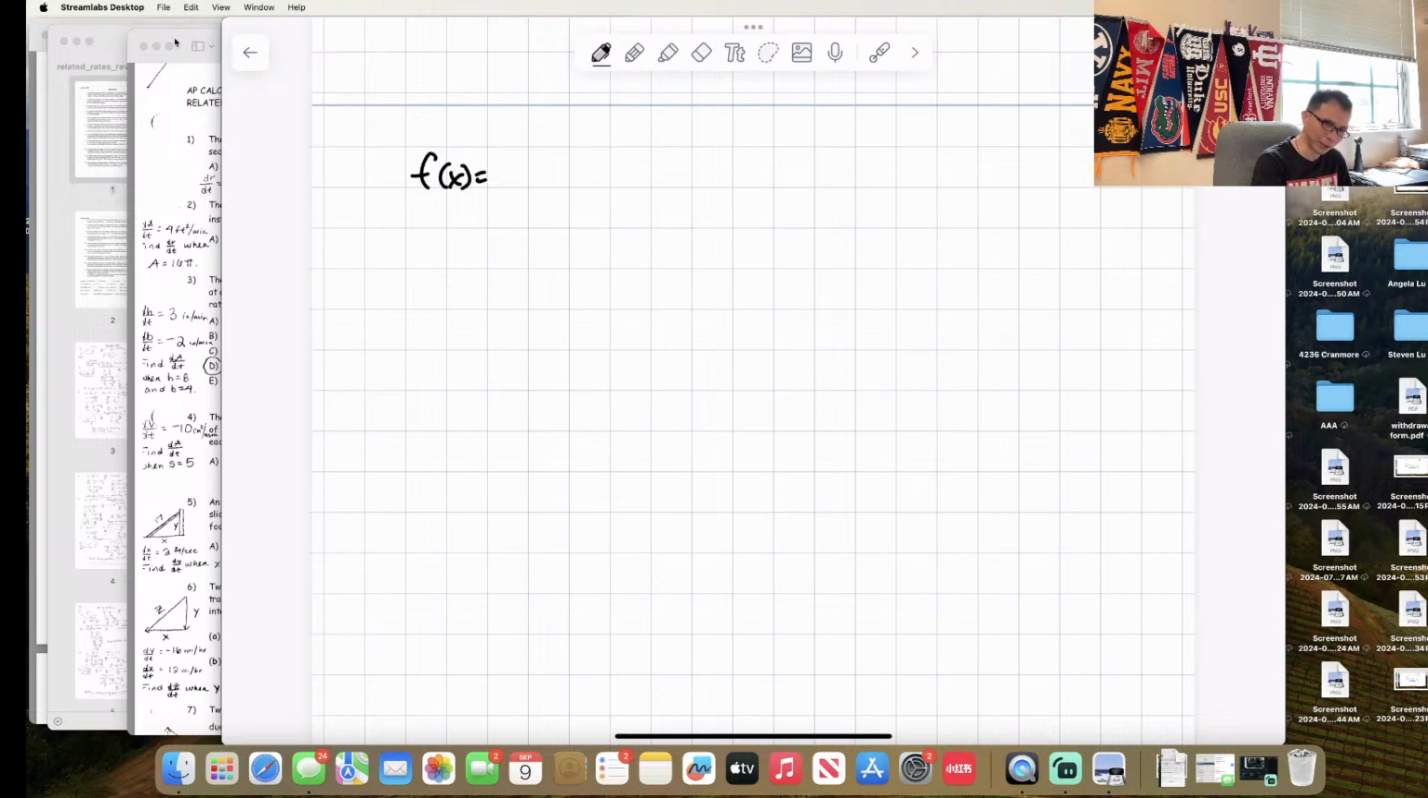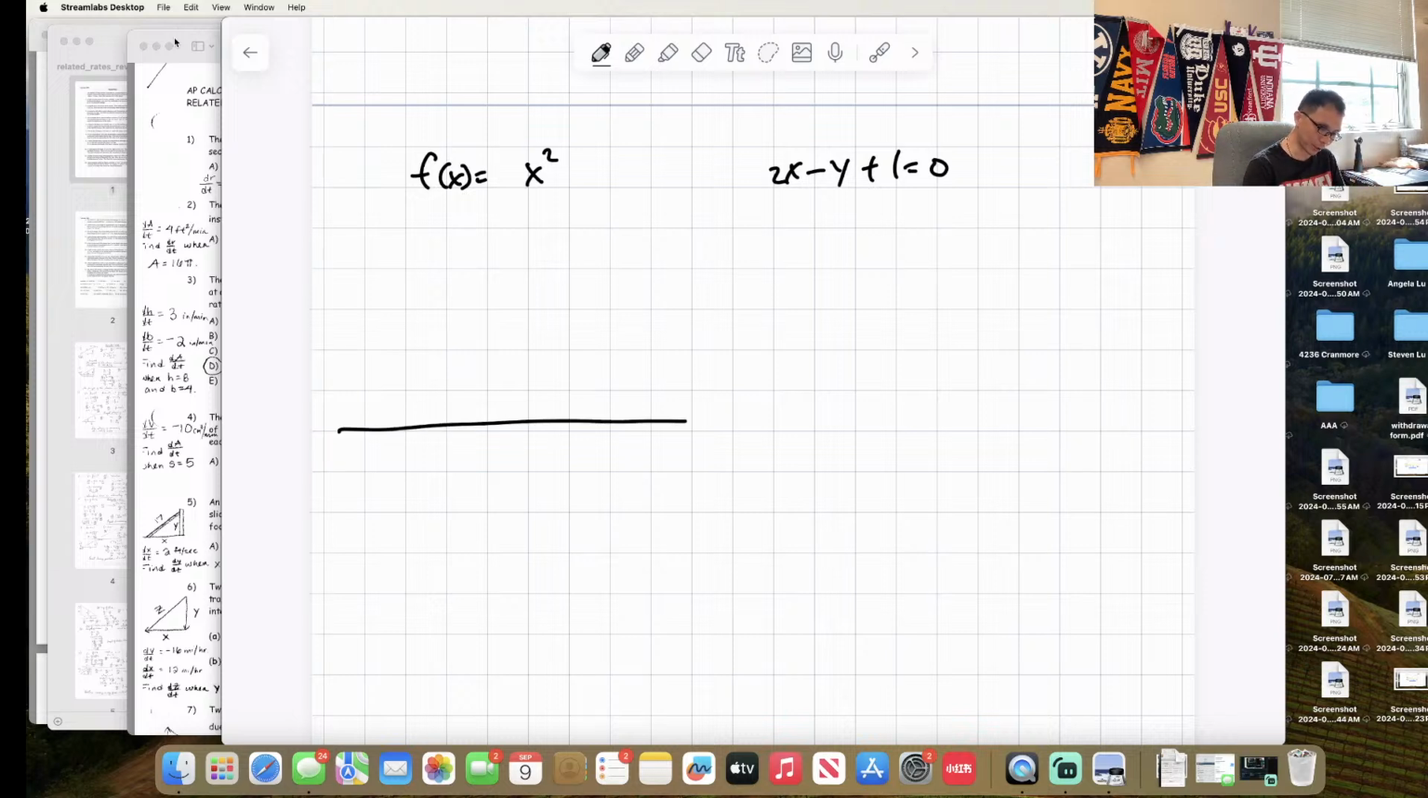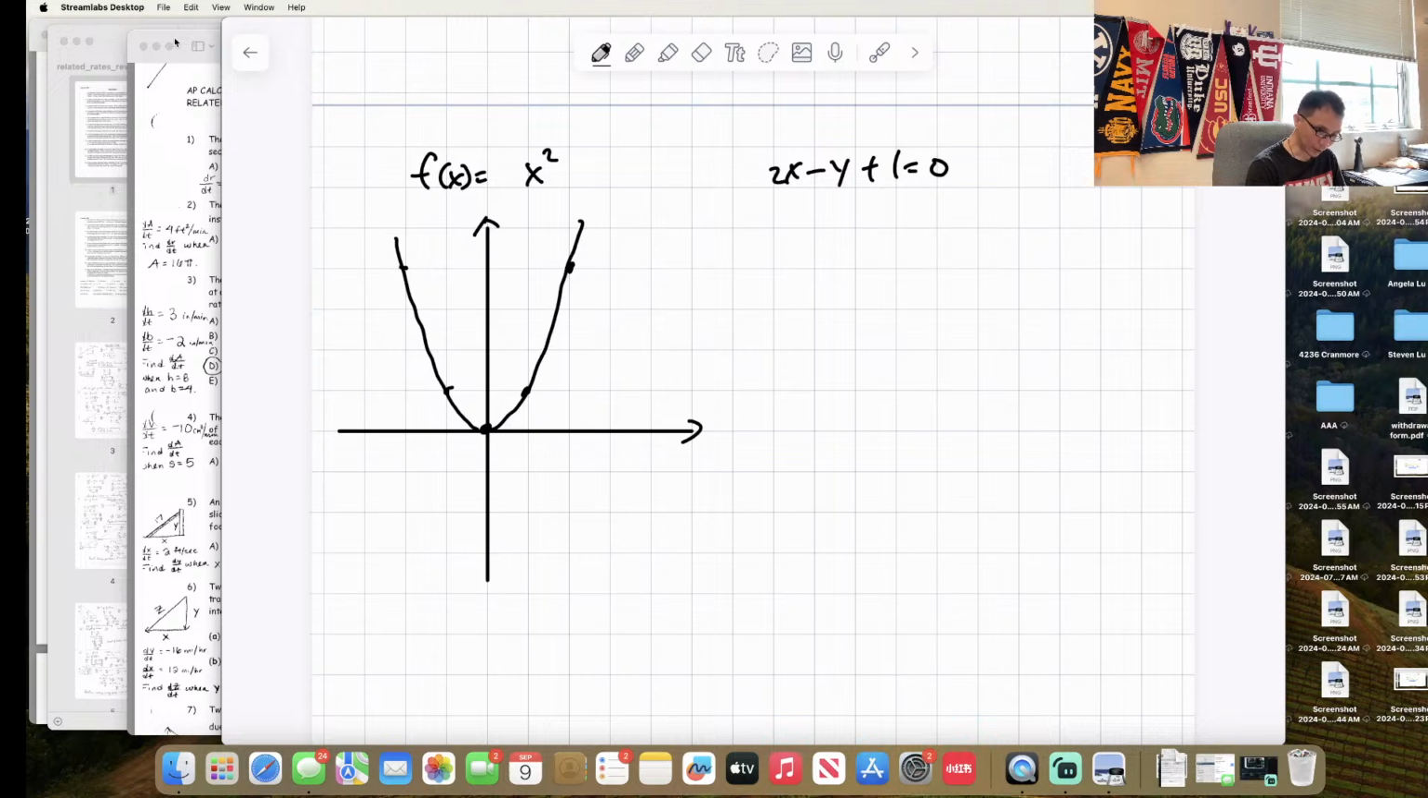Question 33 was x squared, and they say it's negative y plus 2x plus 1 equal to 0, right? They say you have to be parallel to this. So you want to find the equation of a tangent line somewhere on the x squared graph. I'm going to draw the x squared graph here, something like this, but it's parallel to this one.